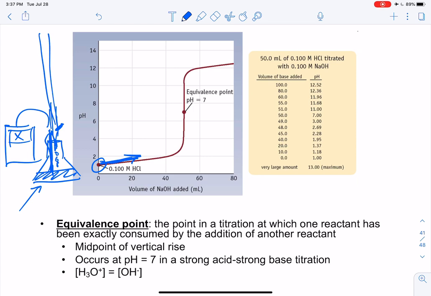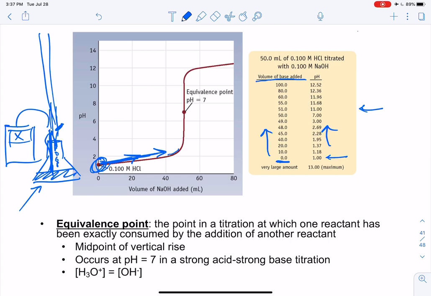So if we look over here at this table, what we can see is that when we have not added any base yet, so volume of base added, the pH is down there at 1, which is right there. And as we add base, so you're adding milliliters of base there, you can see that your pH is increasing. And remember, acidic pHs are low and basic pHs are high.